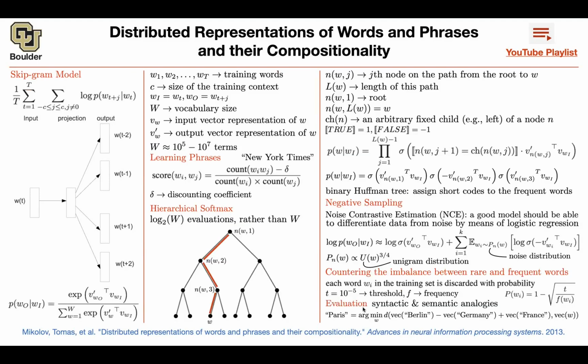We just saw this evaluation. You are either going to do syntactic evaluation or semantic evaluation. Here's another example. Berlin to Germany is equivalent to France to what? And then your algorithm needs to say Paris. And then you're going to count the times that it is correct. And this is semantic analogy. This is what you want out of your vector representations. And this D is exactly the cosine similarity distance.